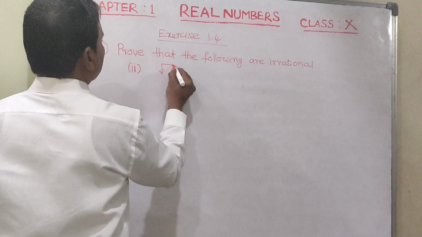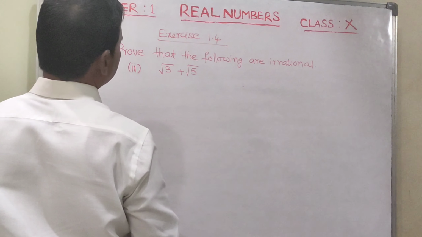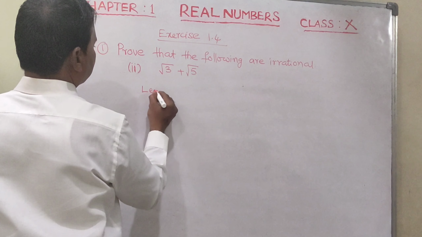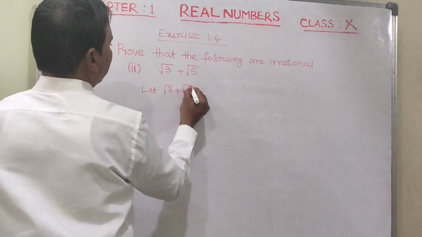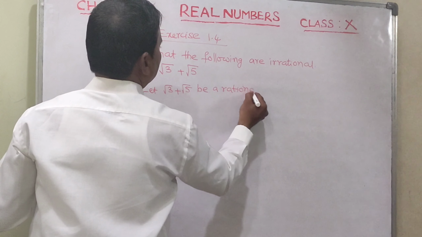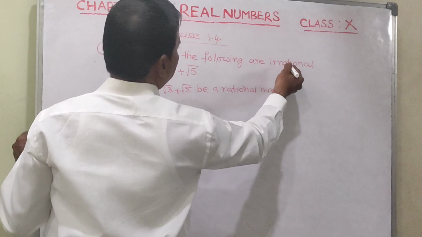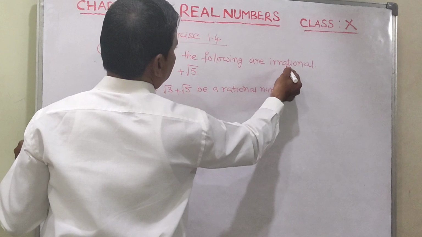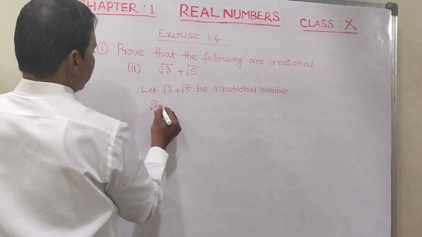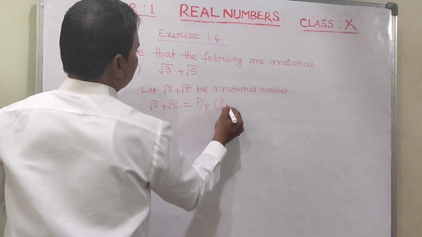See the second problem, root 3 plus root 5. How to take this problem: let root 3 plus root 5 be a rational number. We already know that for the given statement we have to take its contrary, the opposite meaning. Irrational is given, so now we have to take a rational number. So, root 3 plus root 5 will be in the form of p by q, where p, q are some integers.